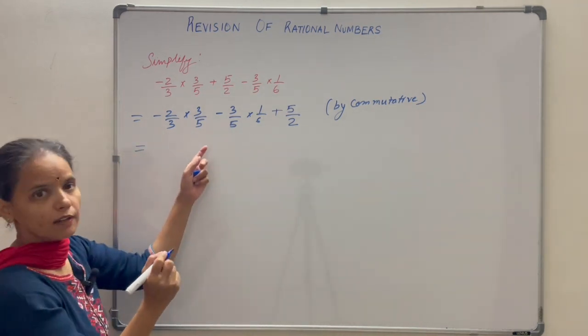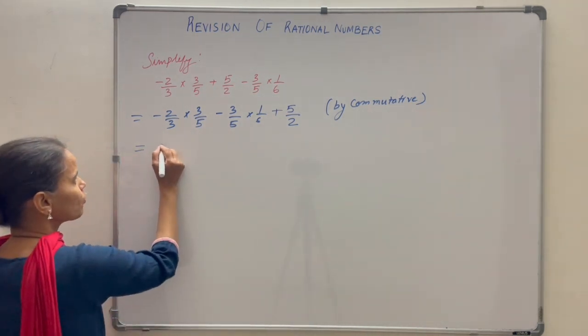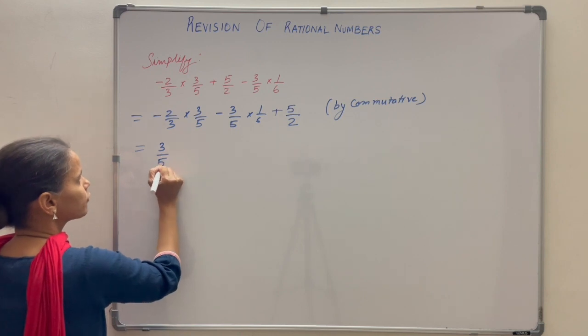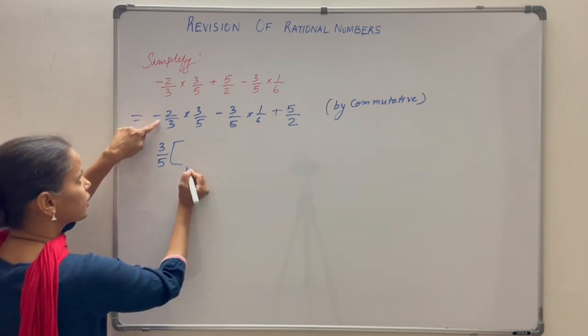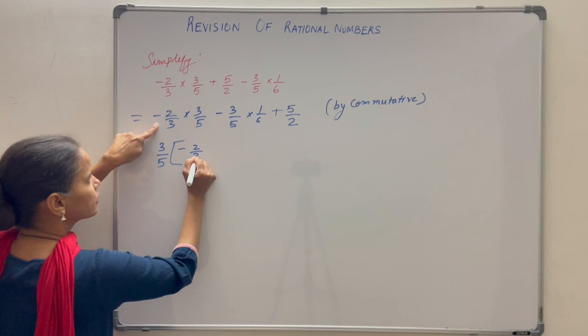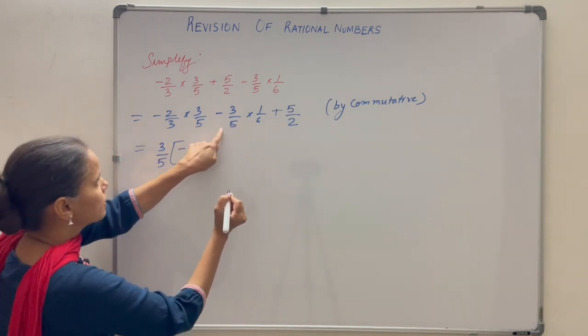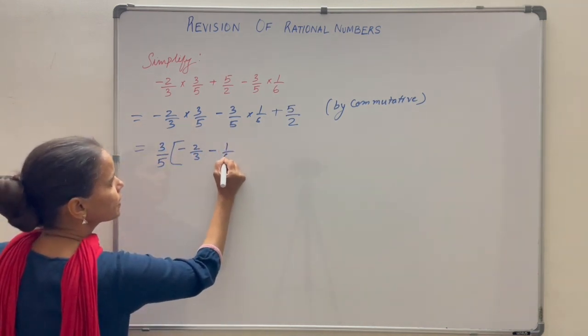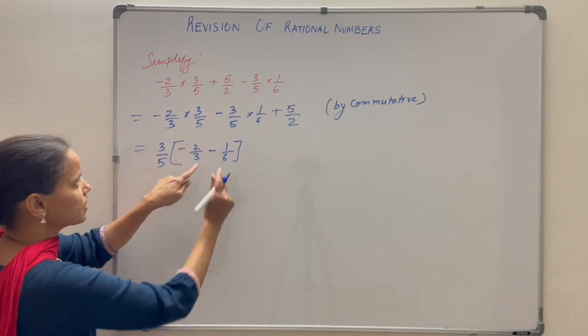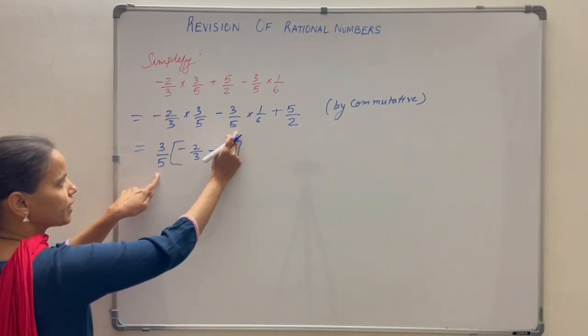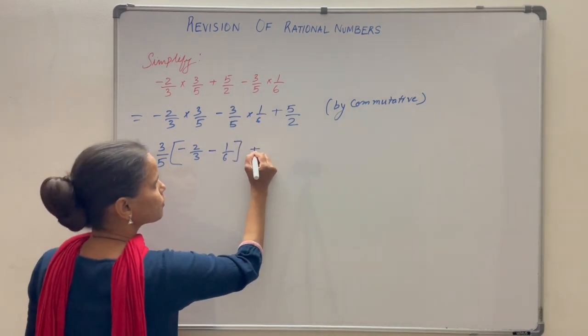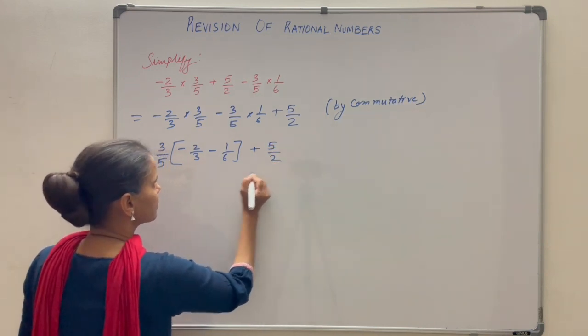Now, as we have discussed, 3 by 5 is common here. So, I am going to take 3 by 5 common. So, what is left here? Minus 2 by 3. And what is left here? Minus 1 by 6. This minus 1 by 6. 3 by 5 is already taken common. Plus 5 by 2 is written as it is.